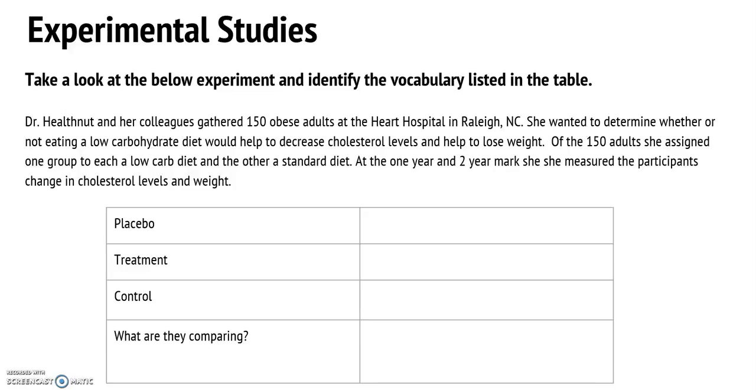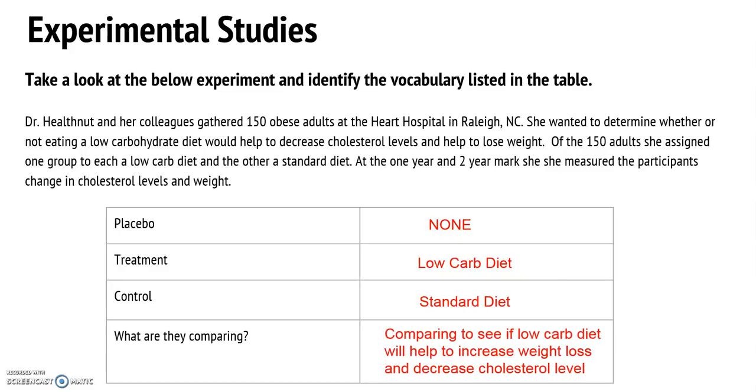So think about your placebo as your control group. In this case, there actually is not a placebo because our treatment is our low carb diet. The other was a standard diet. So the standard diet, the reason that that's not a placebo is because it doesn't look exactly the same as a low carb diet. However, the control group is the standard diet. What are they comparing? They're comparing the low carb diet and the standard diet to see what will help increase weight loss and decrease cholesterol level.